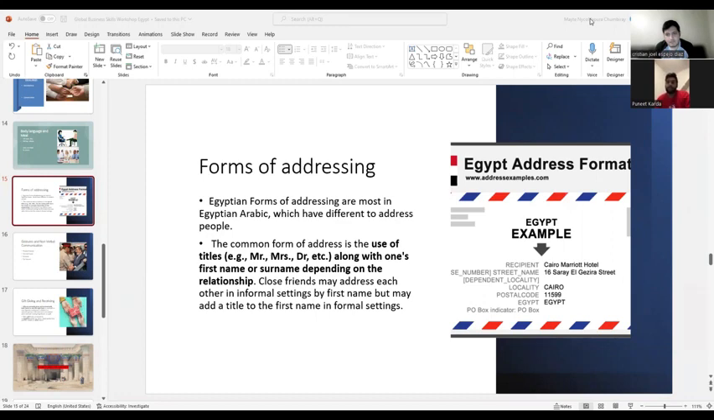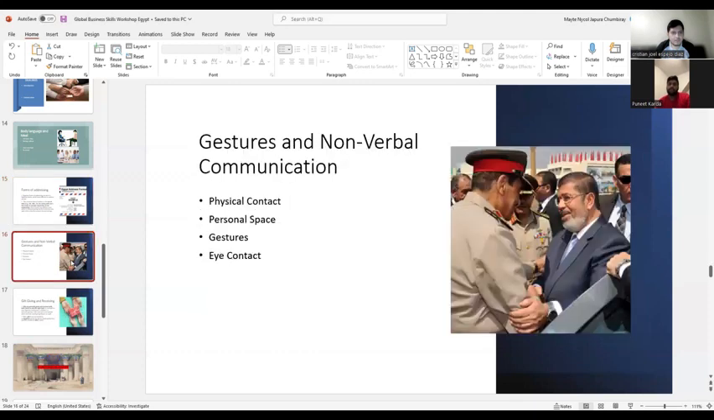Now I'm going to talk about the gestures and non-verbal communication which is used in Egypt. First I'm going to talk about physical contact. If we are very close to someone, we can touch him during the conversation. Now I'm going to talk about personal space. In Egypt, people believe that we should keep an arm's length distance from a person while talking.